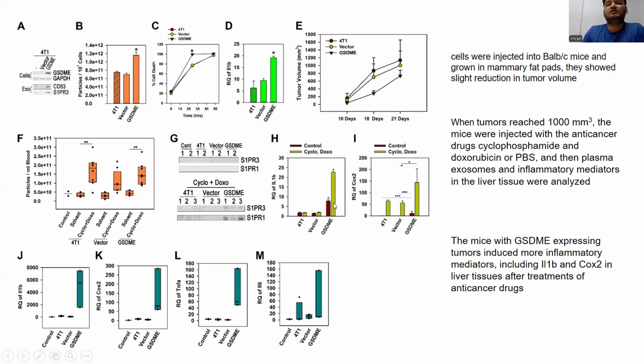Also, the Gasdermin E expressing tumors had a good inflammatory effect in the liver cells when compared to the others, and these are some of the inflammatory markers which were induced by the Gasdermin E tumors, such as interleukin-1 beta, COX-2, TNF alpha, and interleukin-6.